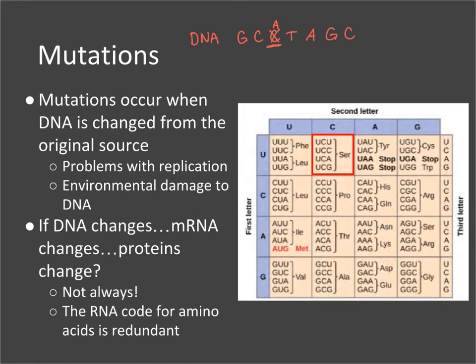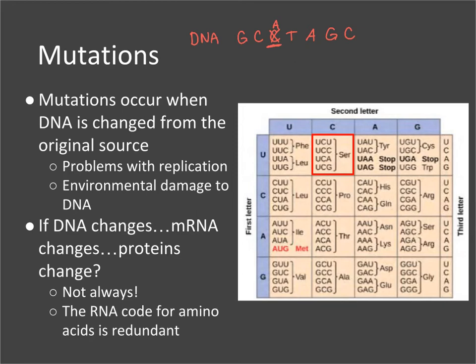Environmental factors can also damage your DNA. So things like exposure to radiation. For example, UV radiation from the sun can damage the DNA in your skin, which leads to skin cancer. Or you could be exposed to certain chemicals. For example, some of the chemicals in cigarette smoke can lead to damage in the DNA in the lungs, which can lead to lung cancer.